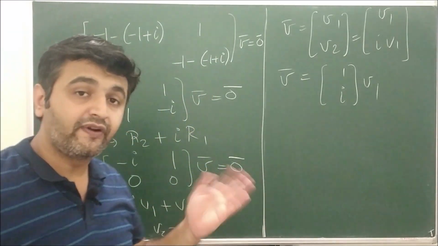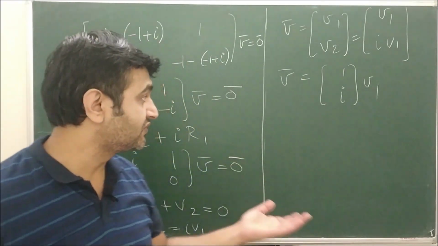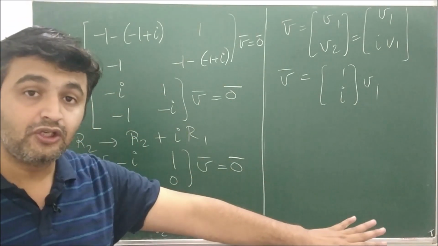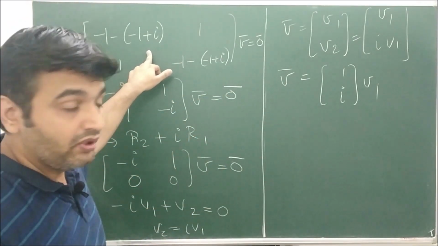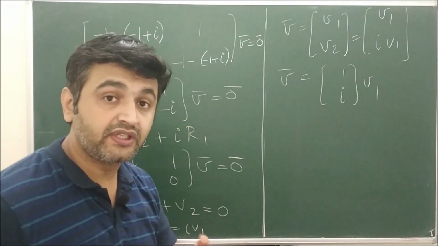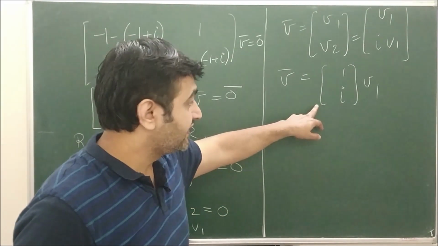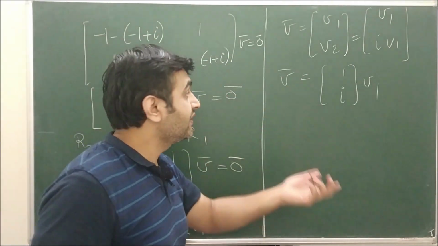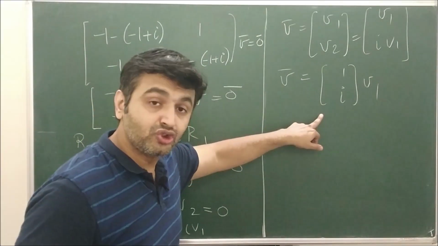Now what is the next step? You find the eigenvector for the other eigenvalue, which was the conjugate, minus 1 minus i. Since the eigenvalue is the conjugate of this eigenvalue, your eigenvector will also be the conjugate. That's the good thing when you have complex numbers. I have this as the eigenvector for minus 1 plus i. Now what will be the eigenvector for minus 1 minus i? It will be the conjugate of this.